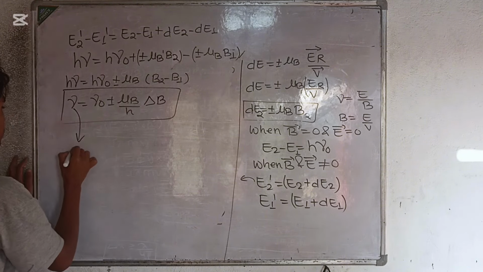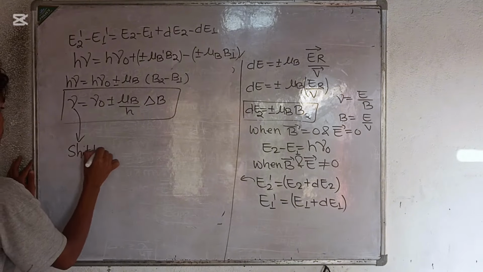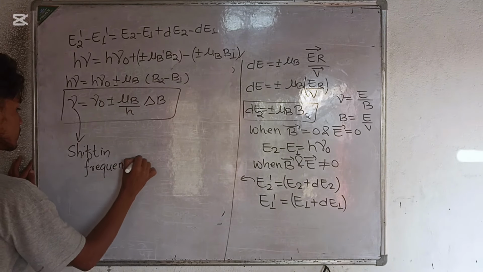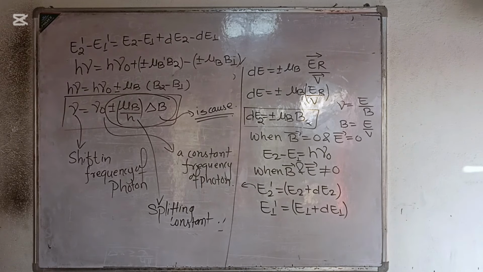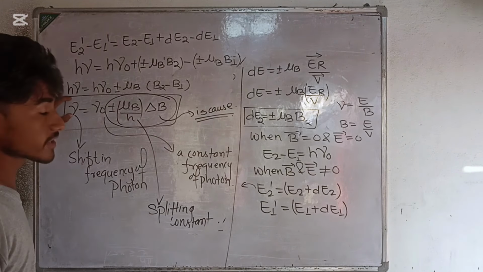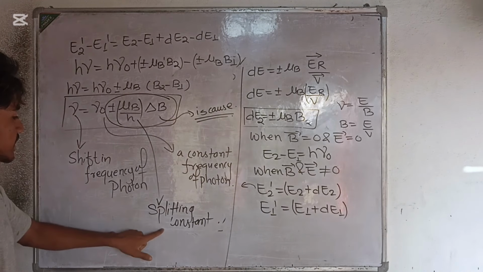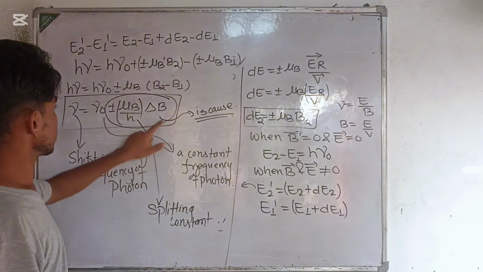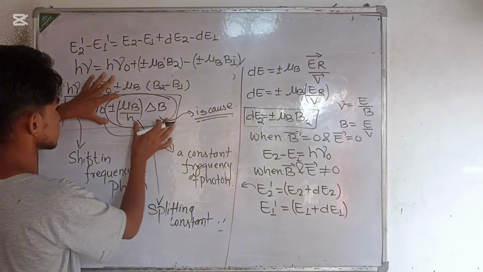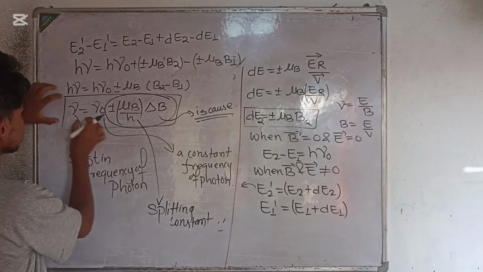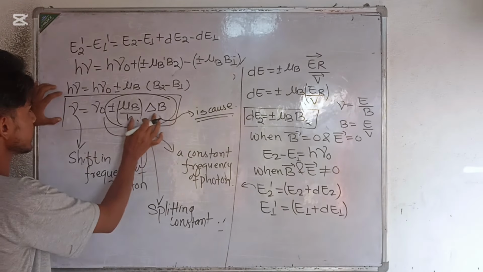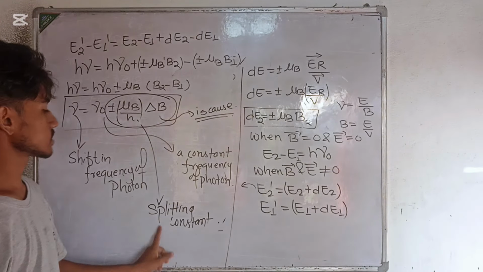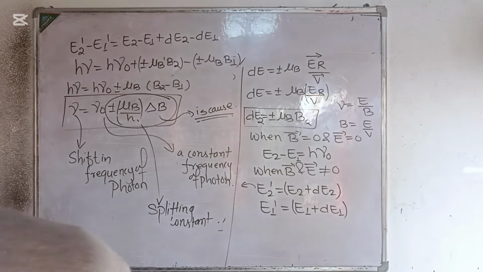So this is the shift in frequency. So this is the frequency shift, and this is the splitting constant. This is the constant frequency of the photon, and this is the cause. Because of this term, the frequency is changing, right? And the ratio of Bohr's magneton upon Planck's constant is the splitting constant in my sense.